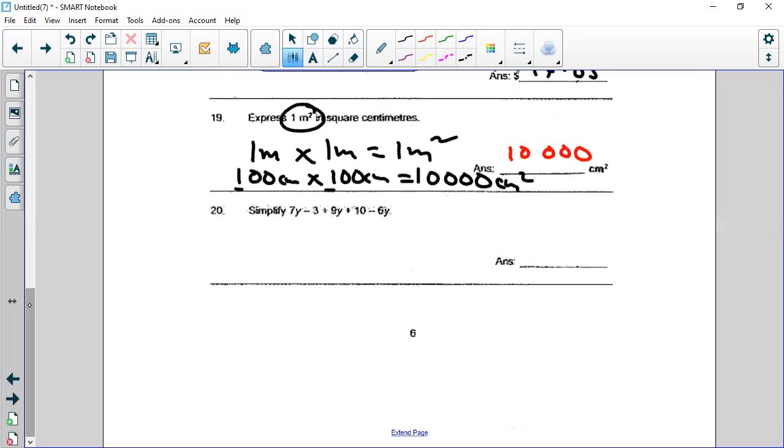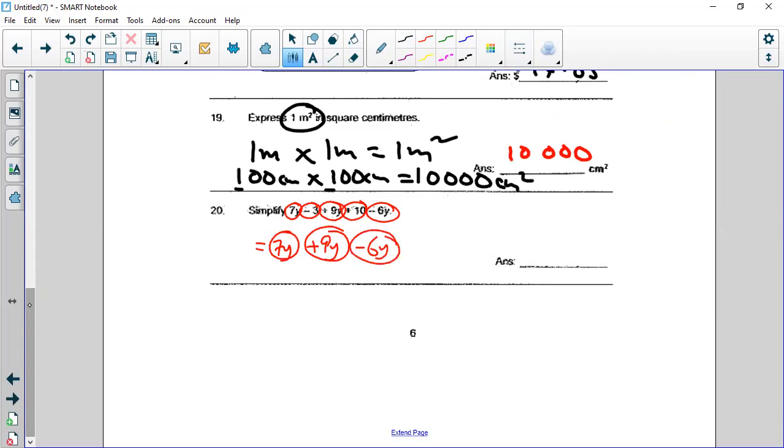For example, 7G, circle, minus 3, circle, plus 9Y, circle, plus 10, and minus 6Y. Now, why do you circle? So that you can put the groups with the same kind together. 7G put together with the same kind, and put all the Y's together.